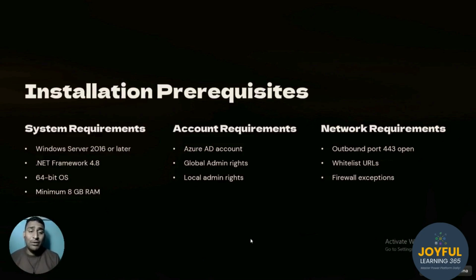Coming to the network requirements, outbound port 4443 should be open, there should be whitelisted URLs, and firewall exceptions should be in place. Okay, so these are the prerequisites we require before installing the on-premise data gateway.